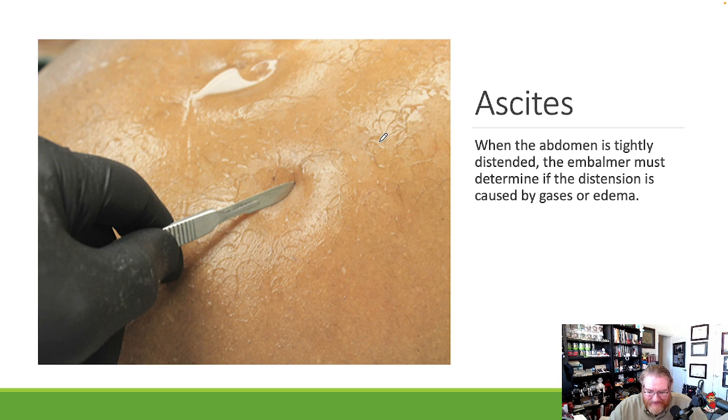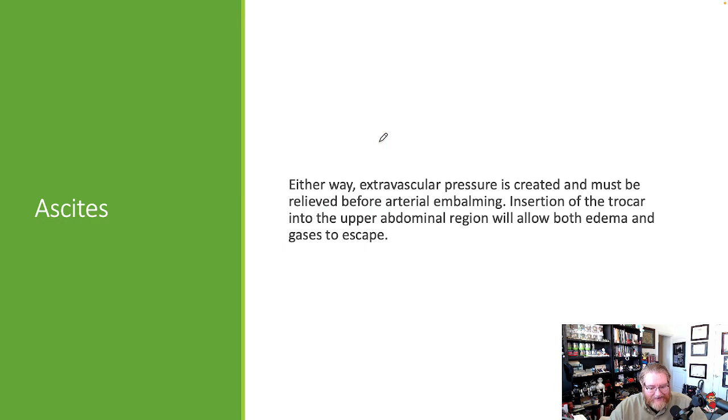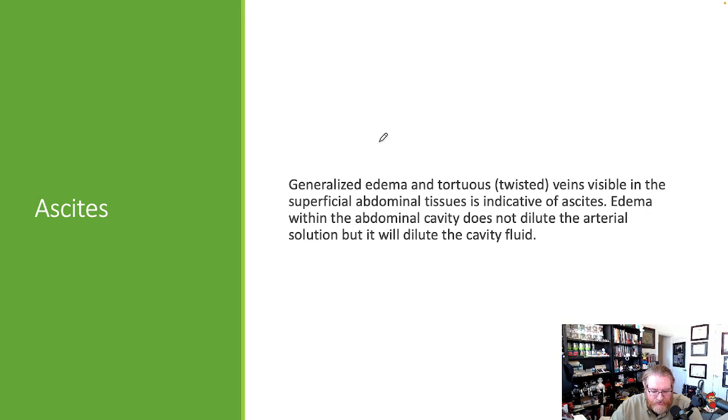Ascites. When the abdomen is tightly distended, the embalmer must determine if the distension is caused by gases or edema. Either way, extravascular pressure is created and must be relieved before arterial embalming. Insertion of the trocar into the upper abdominal region will allow both edema and gases to escape. Generalized edema and tortuous or twisted veins visible in the superficial abdominal tissues is indicative of ascites. Edema within the abdominal cavities does not dilute the arterial solution but will dilute the cavity fluid.